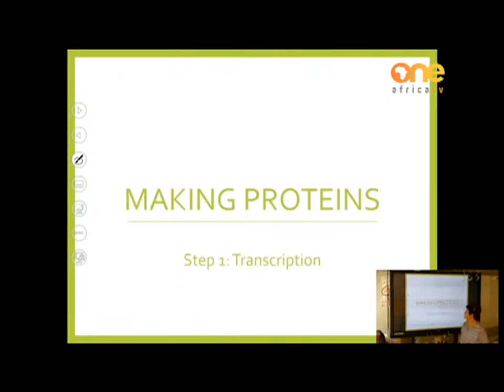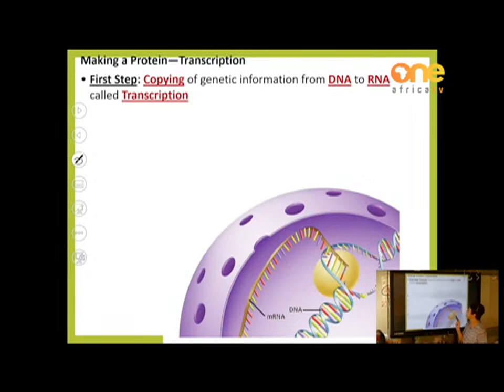So why? To make protein, we need the following to take place. We need transcription. So, transcription means to copy the genetic information from DNA to RNA. We call that transcription. RNA will copy the genetic information, but the copy on the RNA will be the complement of the DNA message.